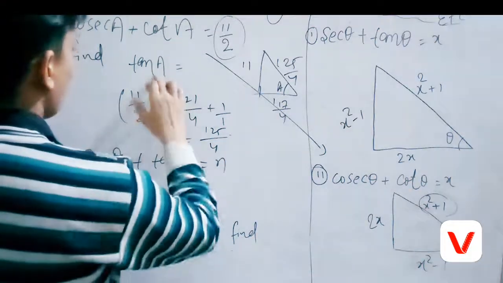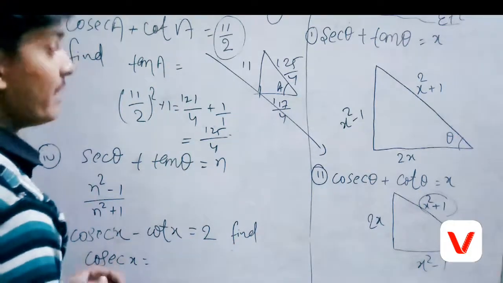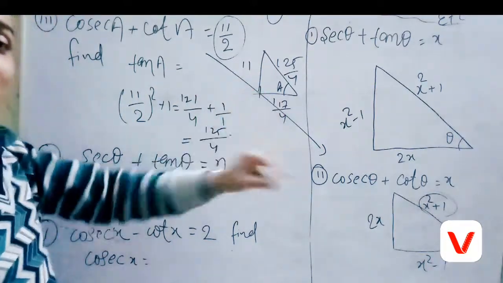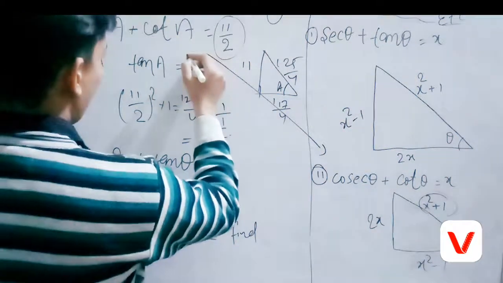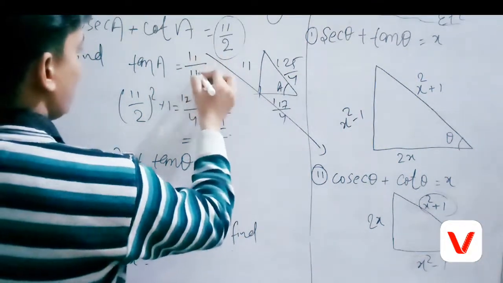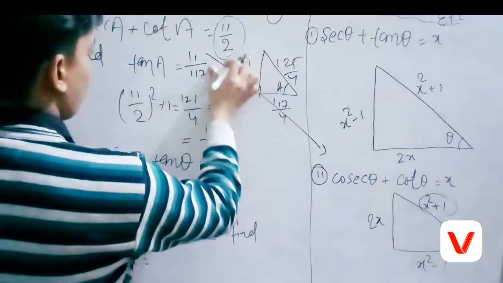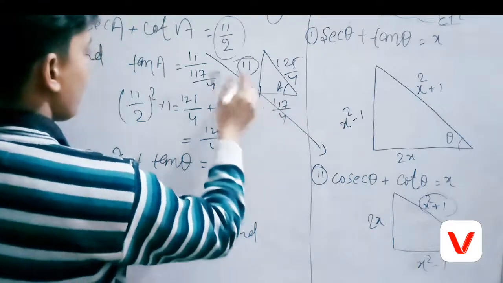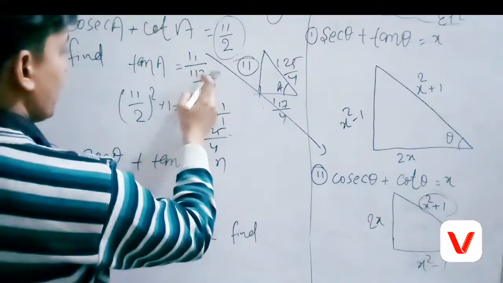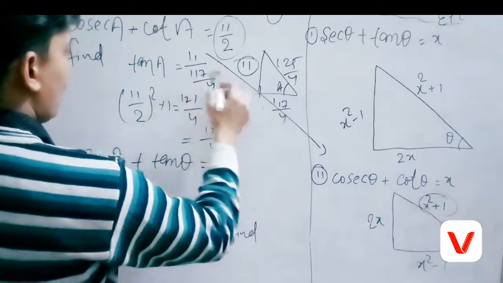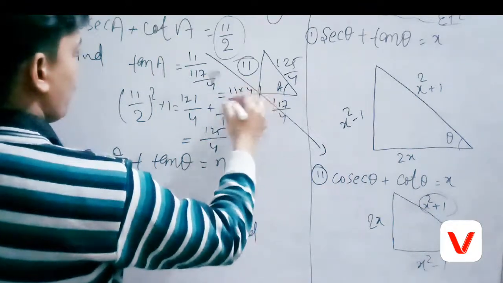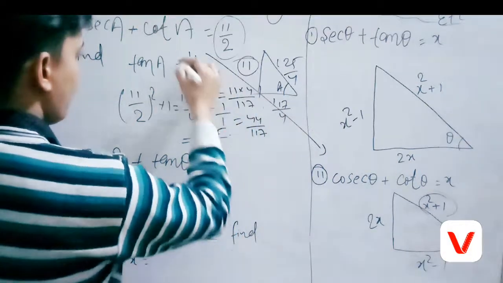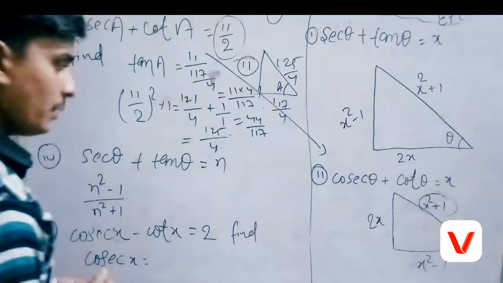Got it? So what is the value of tan A? We know that tan A is perpendicular by base. So it is 11 divided by 117 by 4. This is the perpendicular, this is the base. Solving this, 11 into 4 by 117 is 44 by 117. So the answer is 44 by 117. Got it?